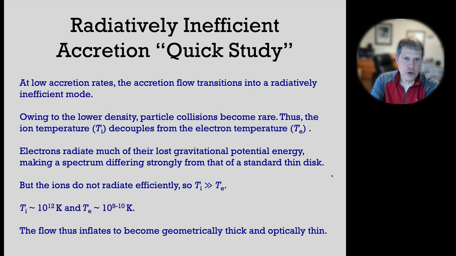And as they radiate, they make a spectrum that differs strongly from that of a standard thin disk, as we will see. On the other hand, the ions, having large masses, do not radiate efficiently, and thus the ion temperature rises to become much, much larger than the electron temperature, although both are very hot. For example, the ion temperature may rise to an extremely impressive 10^12 Kelvin, whereas the electron temperature may be about a billion to 10 billion Kelvin. Very hot indeed for electrons, but not as hot as the ions.